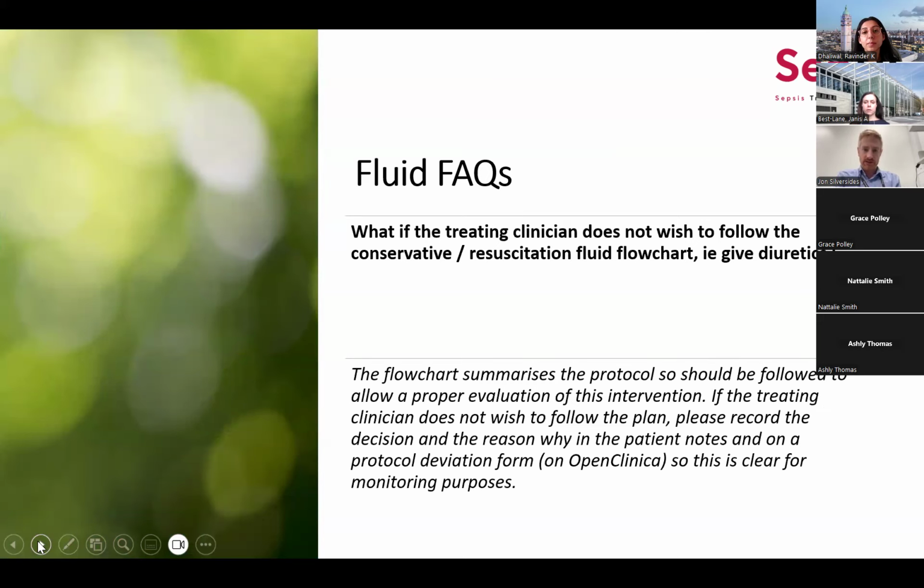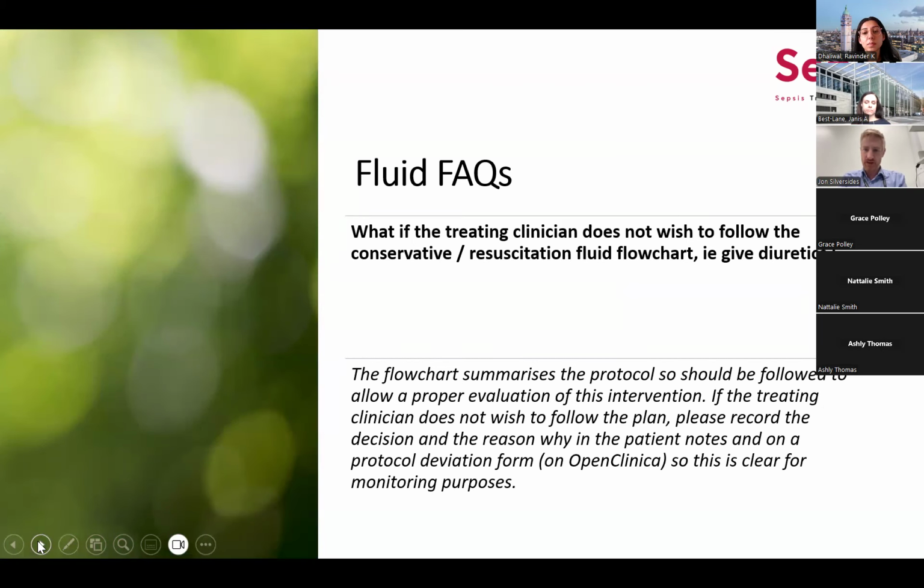What if the treating clinician doesn't want to follow the conservative resuscitation, deresuscitation fluid flowchart? Well, you can't make people do it. We would like to know about it. We'd like to know why. And I guess some gentle challenge can sometimes be appropriate. You'll know when that's a good idea and when it's not on your own sites.